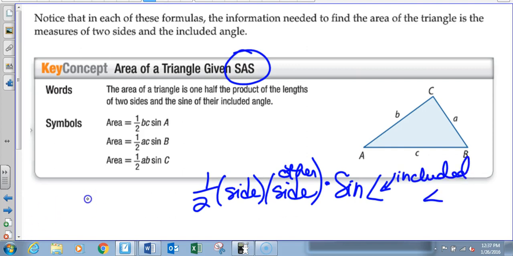All right, again, this is a shortcut from saving us from having to do 1/2 base times height. Because if we only know a couple of the sides and we don't know the height, we'd have to do a whole bunch of trig to find the height. So this is a shortcut, okay?